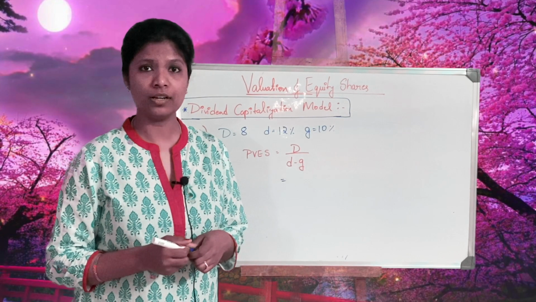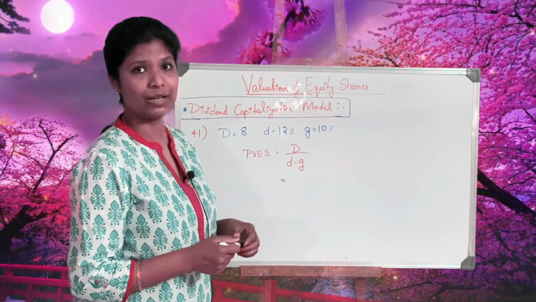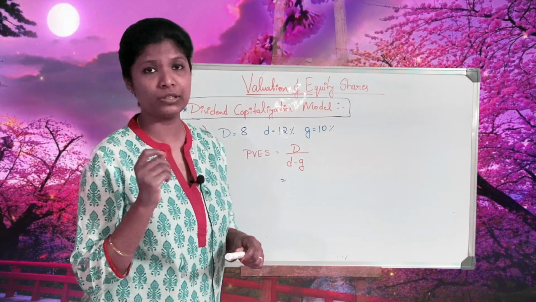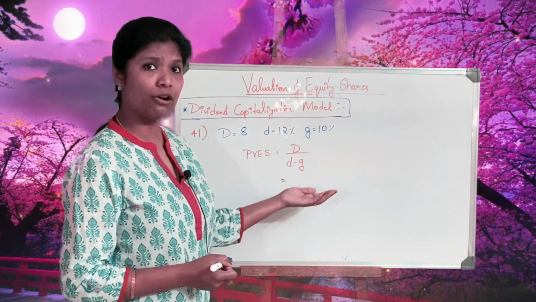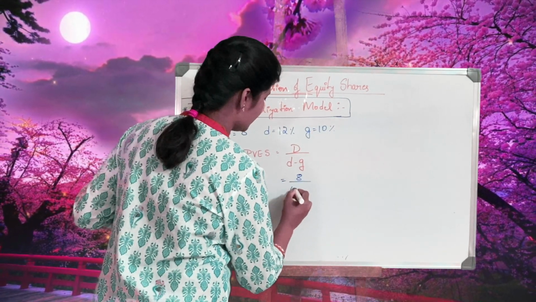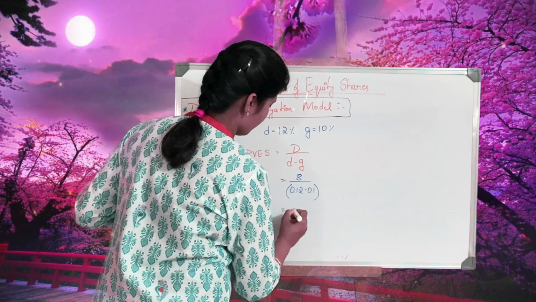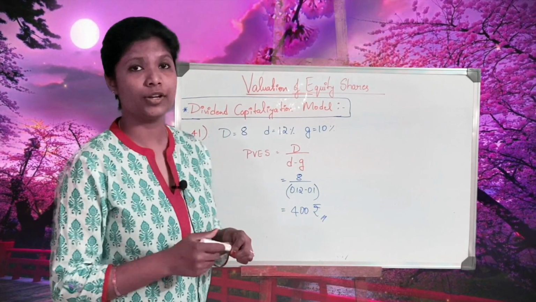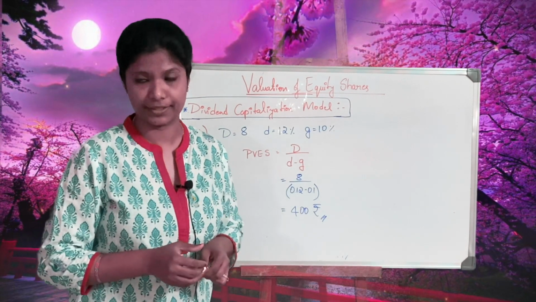So next up, question number 41. Dividend is 8 rupees. Discount rate is 12%, and the question mentions the dividend is growing at the rate of 10%. The growth rate is mentioned here. So how do we find the present value? D divided by discount rate minus the growth rate. So 8 rupees divided by 0.12 minus 0.1 gives you 400 rupees. So 400 rupees is the present value of the equity share when its dividend is growing at a constant rate.